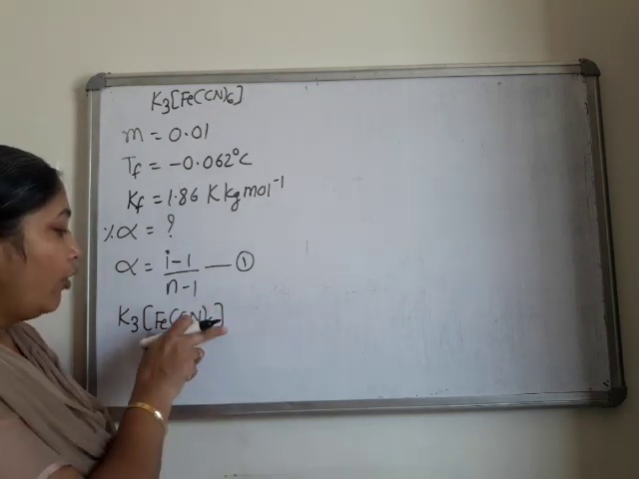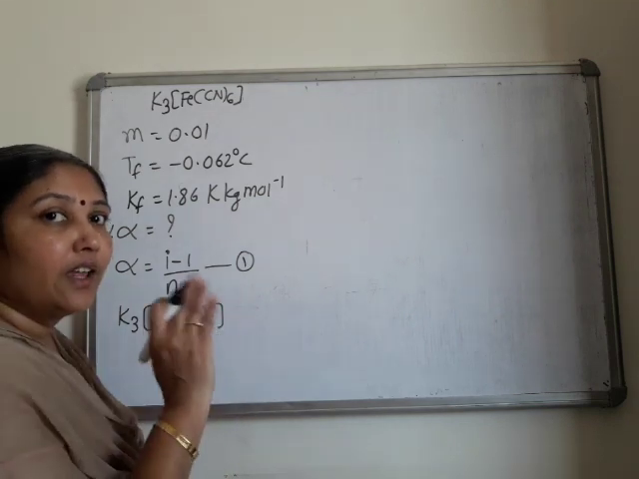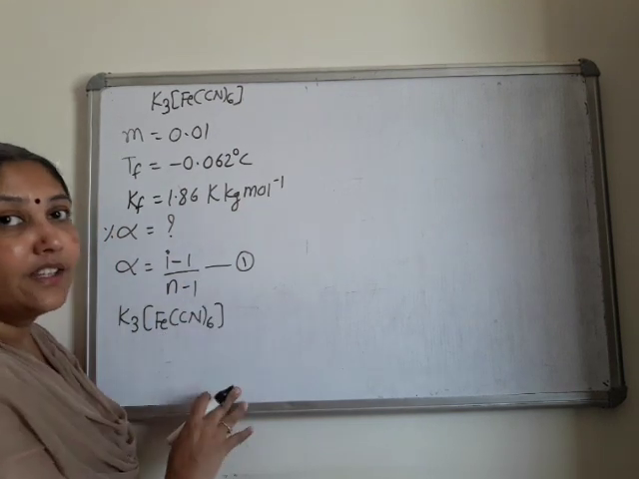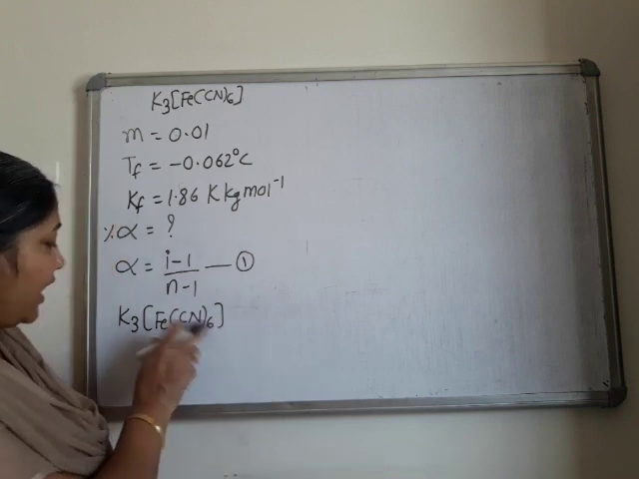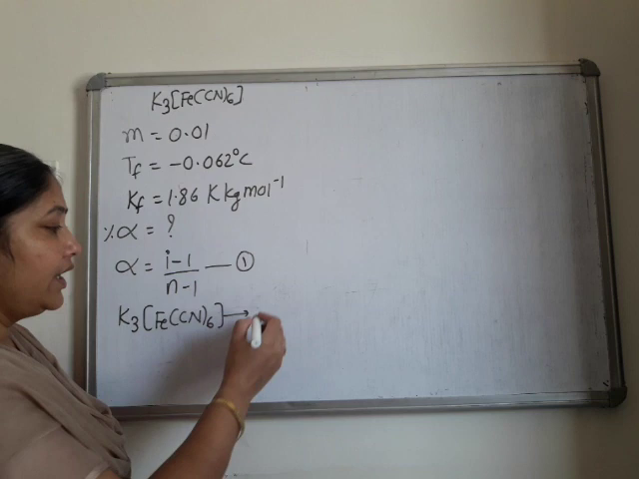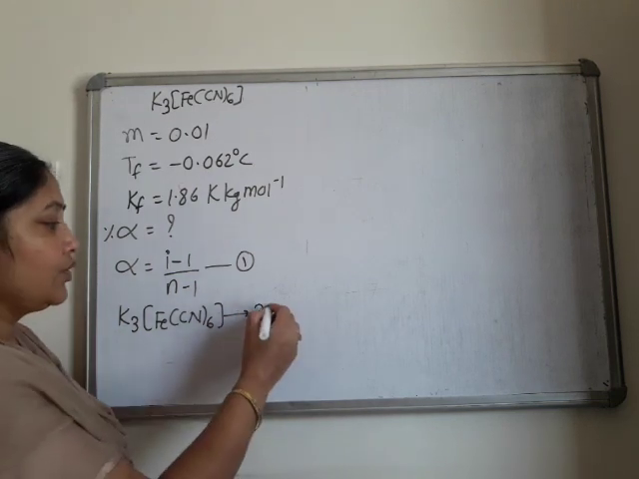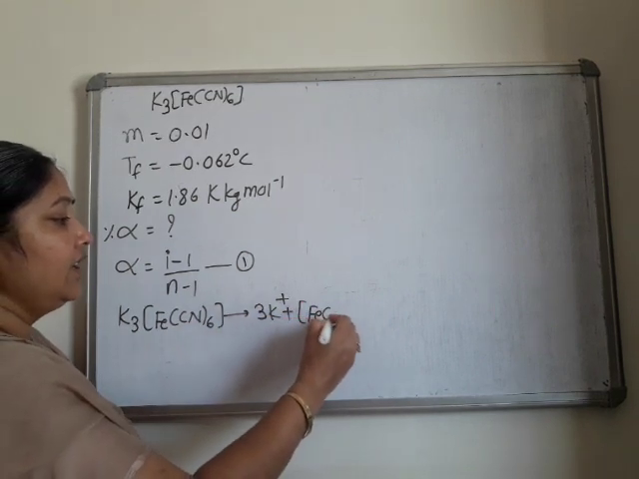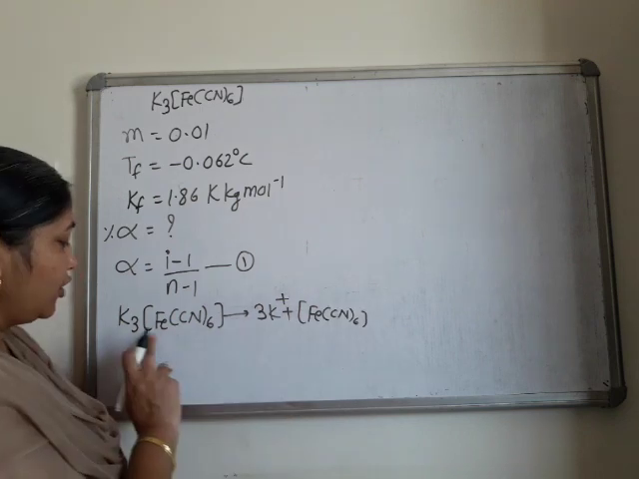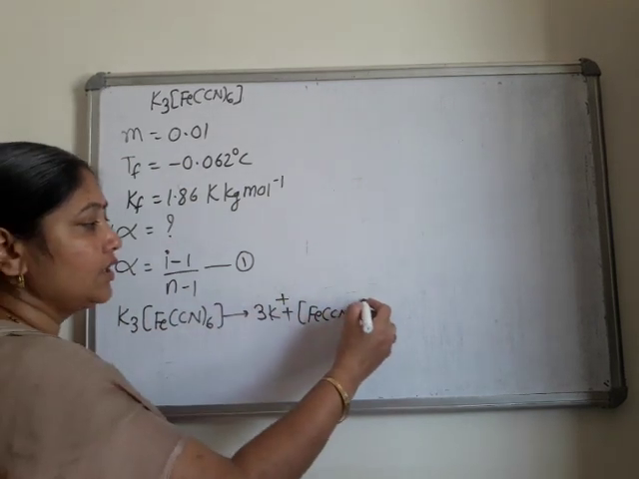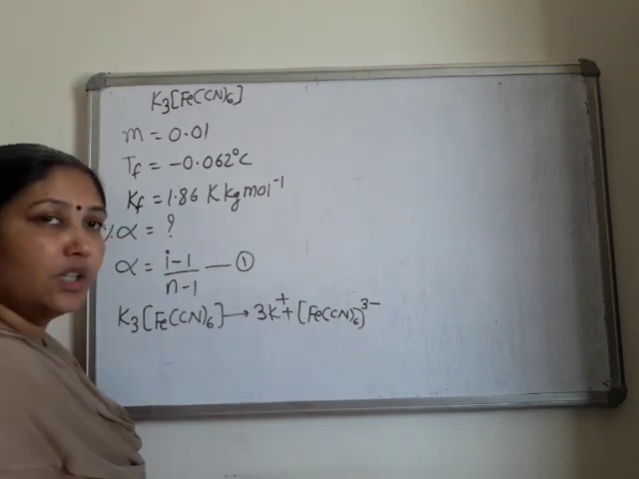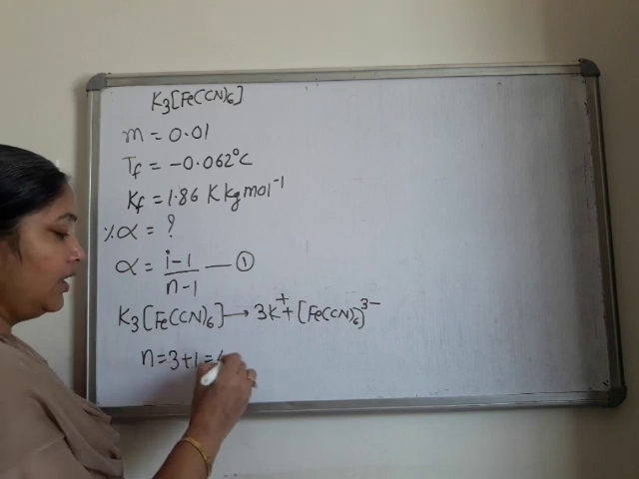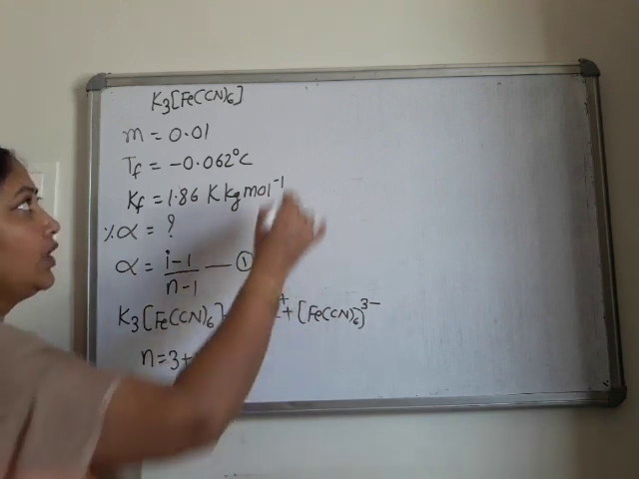But remember, whatever is given in the square bracket is not dissociated, so we cannot split this as Fe2+ and CN-. This is one ion. So it dissociates to give 3 K+, since K has charge plus 1, and [Fe(CN)6], whose charge is the number at the bottom of K, so this is 3 minus. Understood this ionization? So what is the value of n? 3 plus 1, that is equal to 4. Number of ions produced is 4.